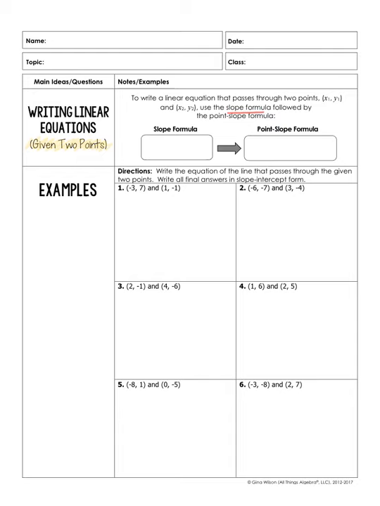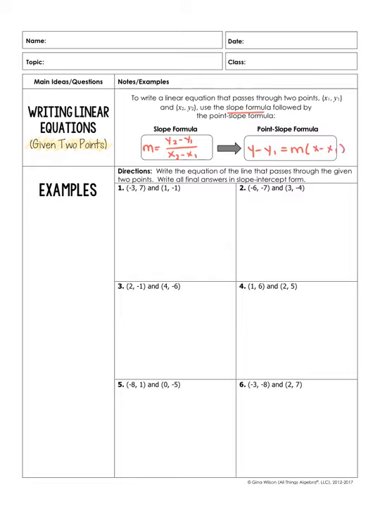So remember, the slope formula was m equals y2 minus y1 all over x2 minus x1. And the point slope formula, which you learned yesterday, was y minus y1 equals my slope, m, times x minus x1.